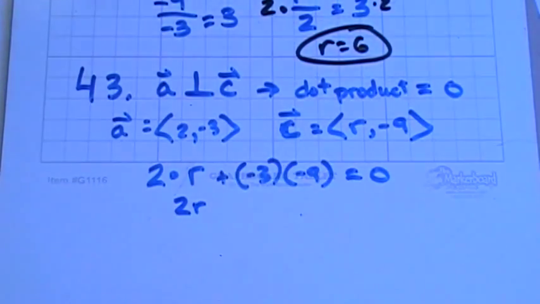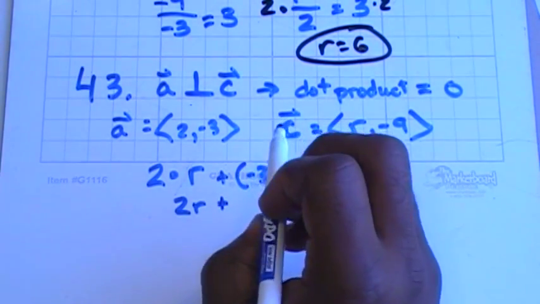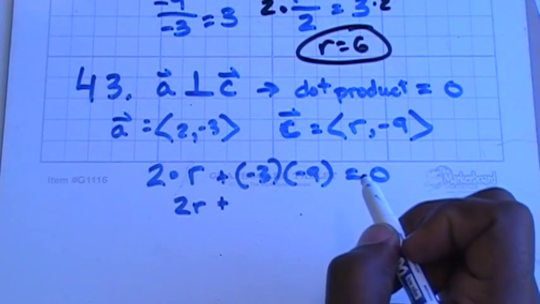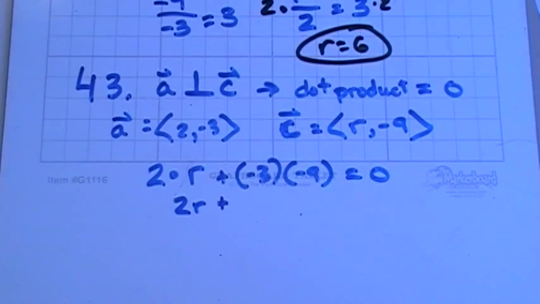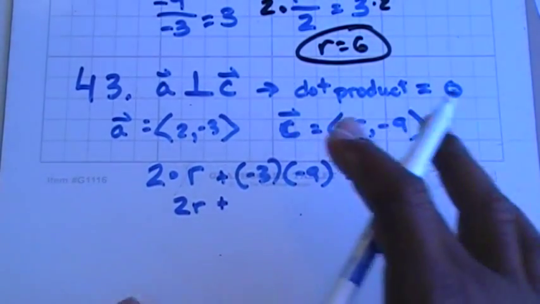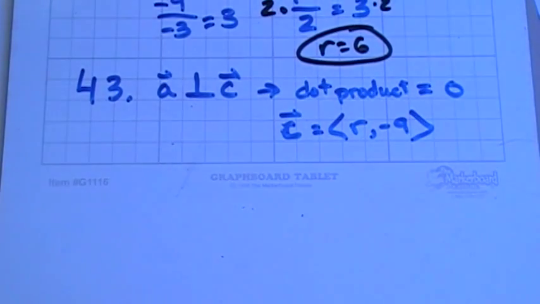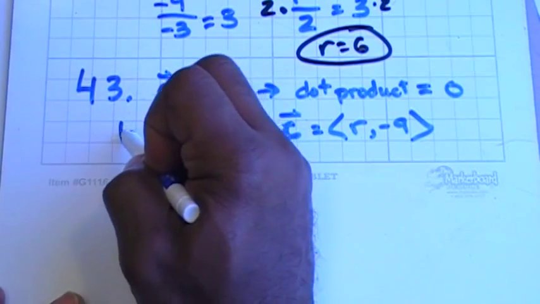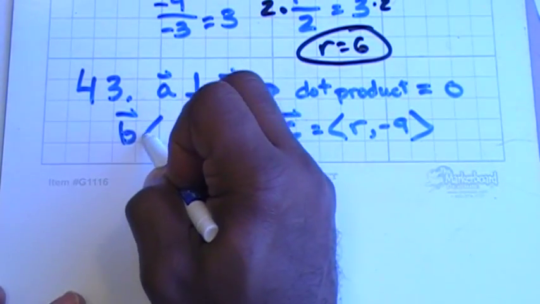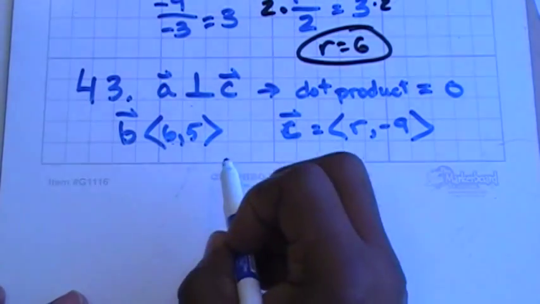So in that case, let's just solve that. 2R plus 27. Or am I writing the correct equation? Is it A, B, C? Sorry. Okay, I caught myself. I don't want to redo this video, so we're going to go with vector B, and that's 6, 5. Apologize. I'm glad I caught it.